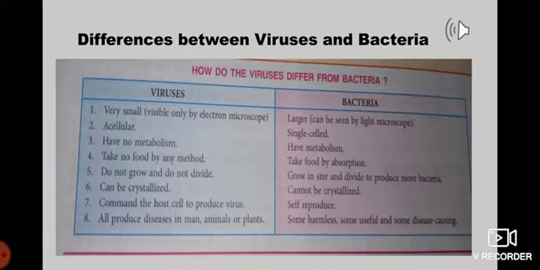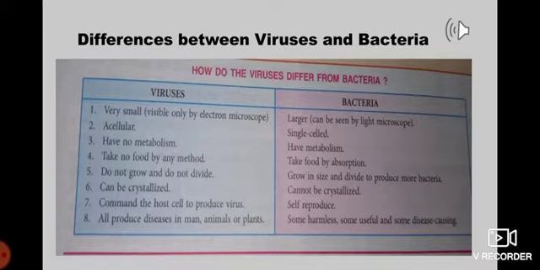Second point, viruses are acellular. Acellular means they do not have a cell. As I already told you before, viruses only have genetic material, RNA, covered by a protein, and outside there are a few extensions. These are surface proteins. Whereas bacteria are single-celled, unicellular organisms, prokaryotes.